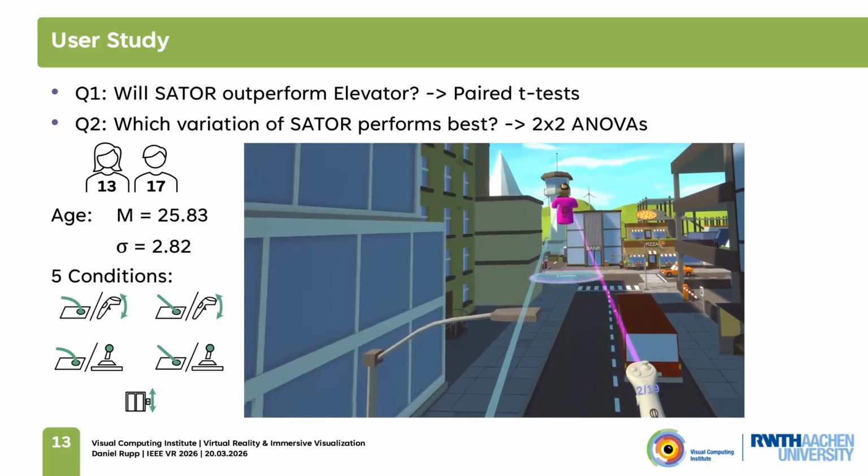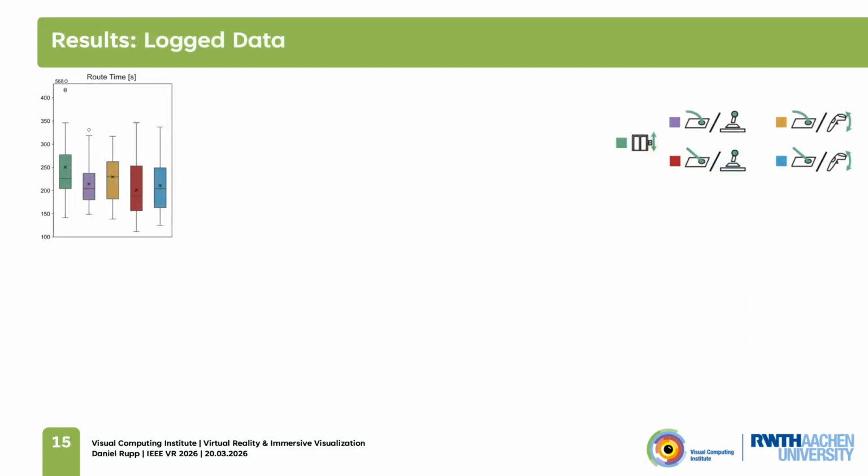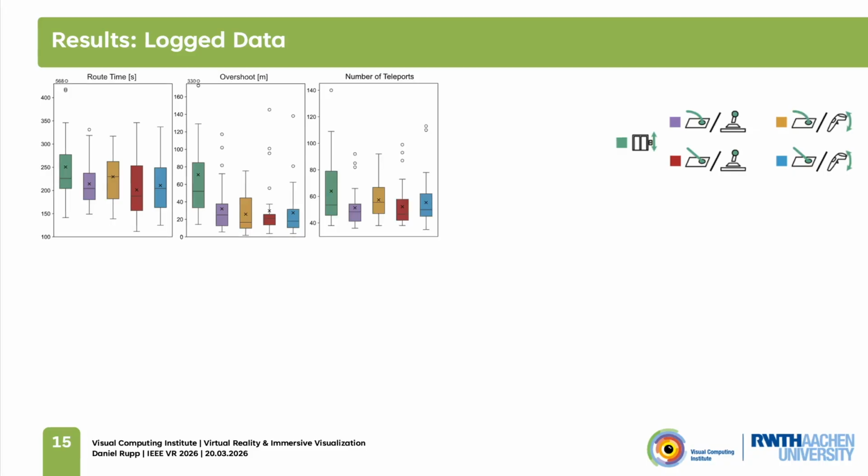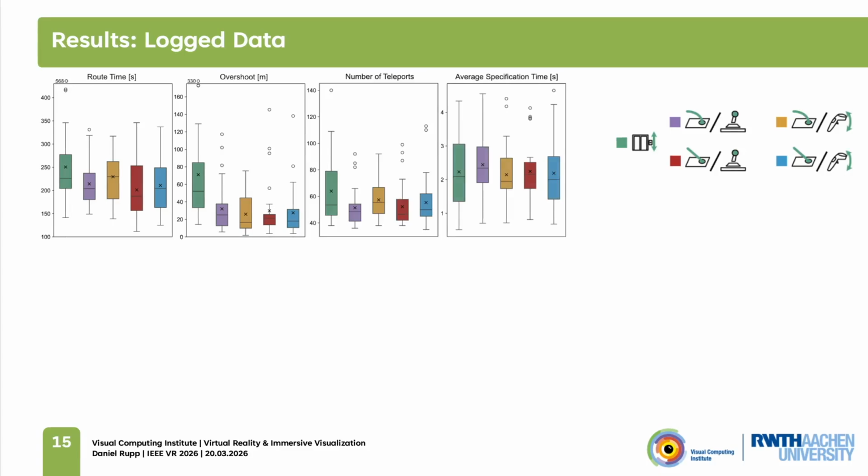During the user study, we logged the route completion time, the overshoot, which is the difference between the total teleportation distance and the length of the route, so a value of 0 indicates that participants teleported very accurately towards the waypoints without any overshooting, the number of teleports, and the average specification time.